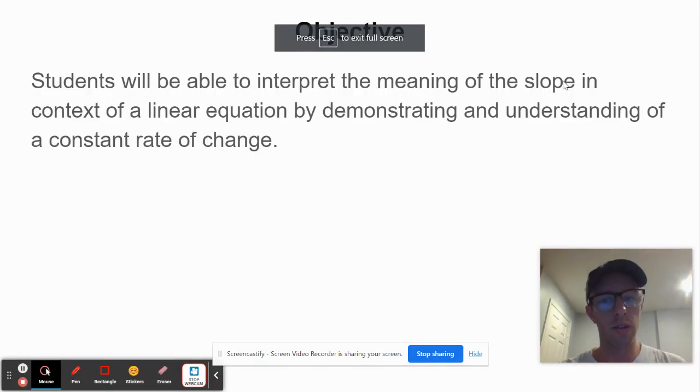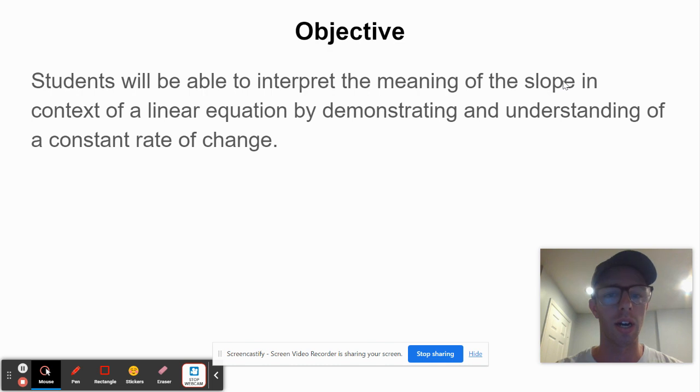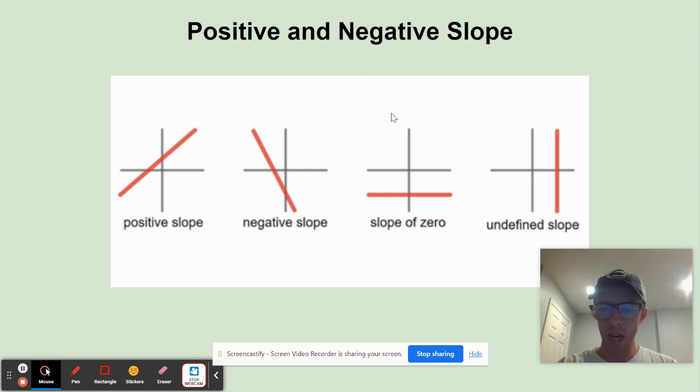Our objective is that students will be able to interpret the meaning of slope in the context of a linear equation by demonstrating an understanding of a constant rate of change. Slope means a constant rate of change. It means something is changing at a constant rate. I'm getting $5 per day. A mouse is decreasing by 3 feet per second. I profit $45 per unit sold, etc. Right? Changes by the same amount each time.